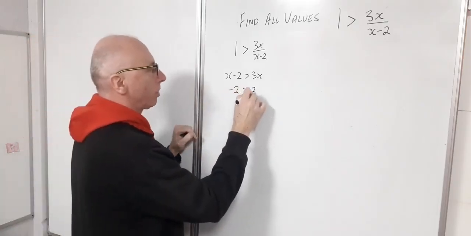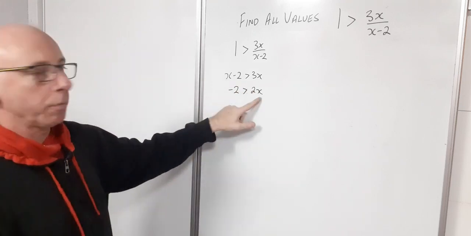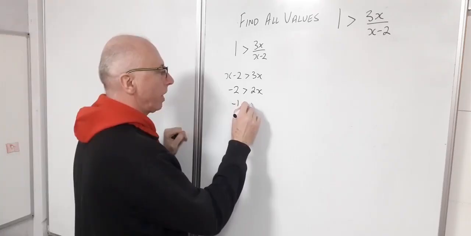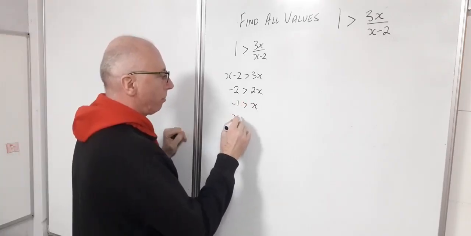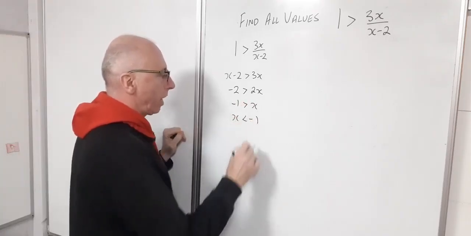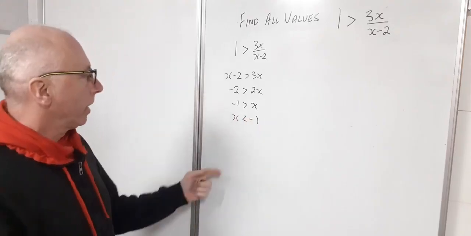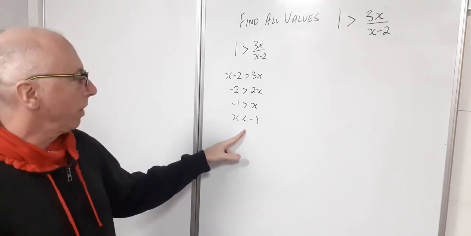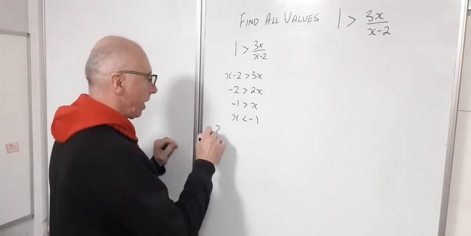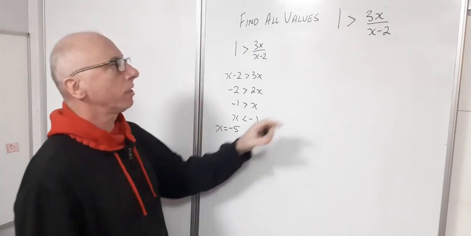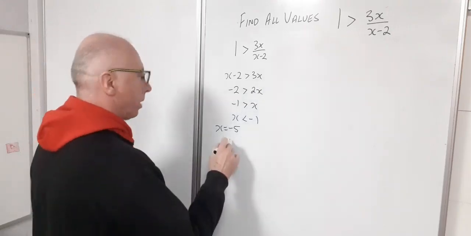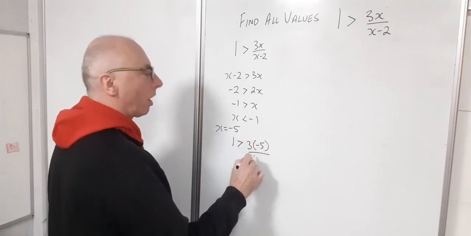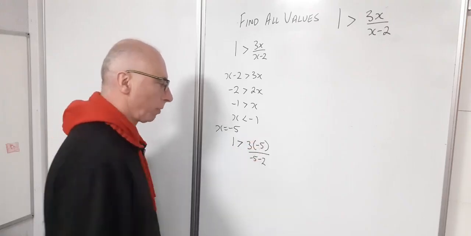Minus 2 is greater than 2x. And then simplify to get x on its own. Then I'll have minus 1 is greater than x, or easier to read, x is less than minus 1. Okay, now if we want to test our solutions, let's plug in minus 5. So if x equals minus 5, does this inequality hold? So 1 is greater than 3 times minus 5 over minus 5 minus 2.